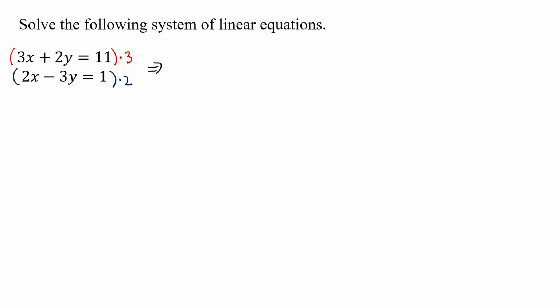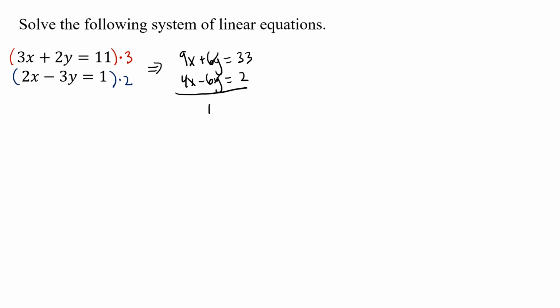So let's rewrite what we have. So here we go. Top equation. 3x times 3 is 9x. 2y times 3 is 6y. 11 times 3 is 33. The bottom, we get 2x times 2 is 4x. Negative 3y times 2 is negative 6y. And 1 times 2 is 2. So the y should cancel.